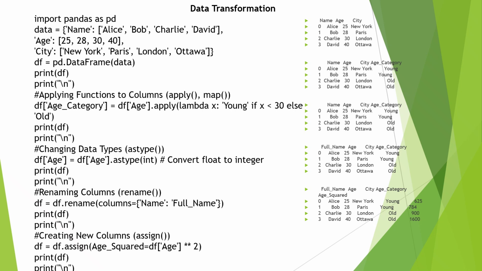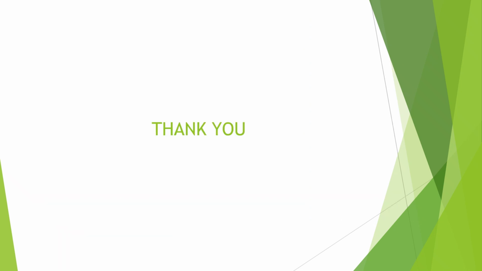The columns are then renamed using the rename function to improve clarity, for example, changing name to full name. Finally, a new column is created using the assign function, where age underscore square is calculated by squaring the age values, demonstrating feature engineering. These transformations enhance the structure, readability, and usefulness of the dataset for further analysis.